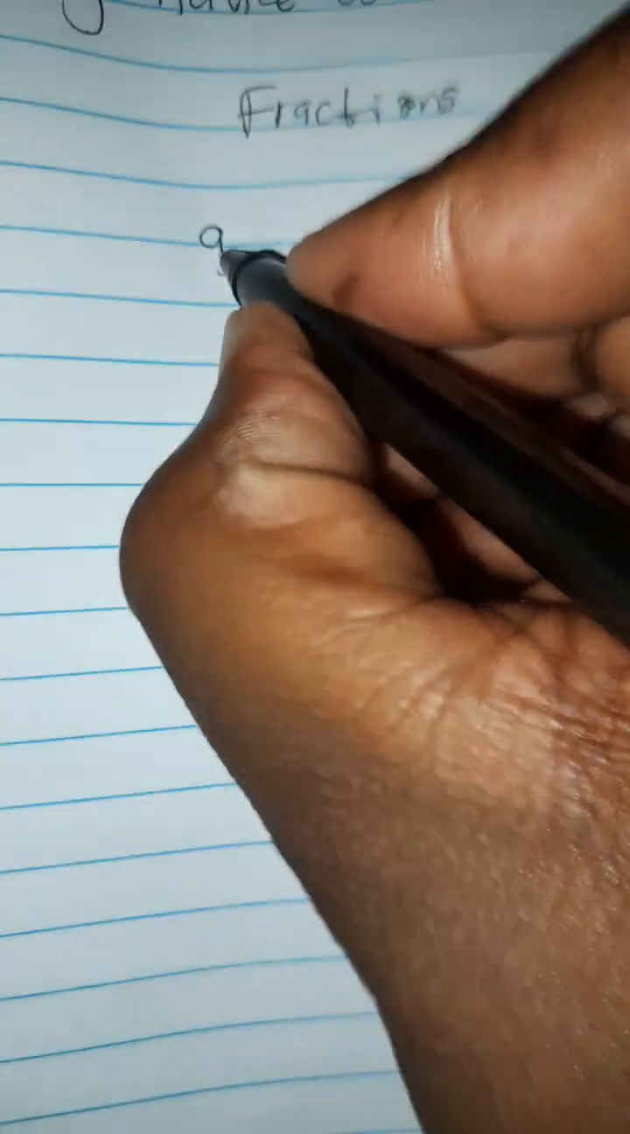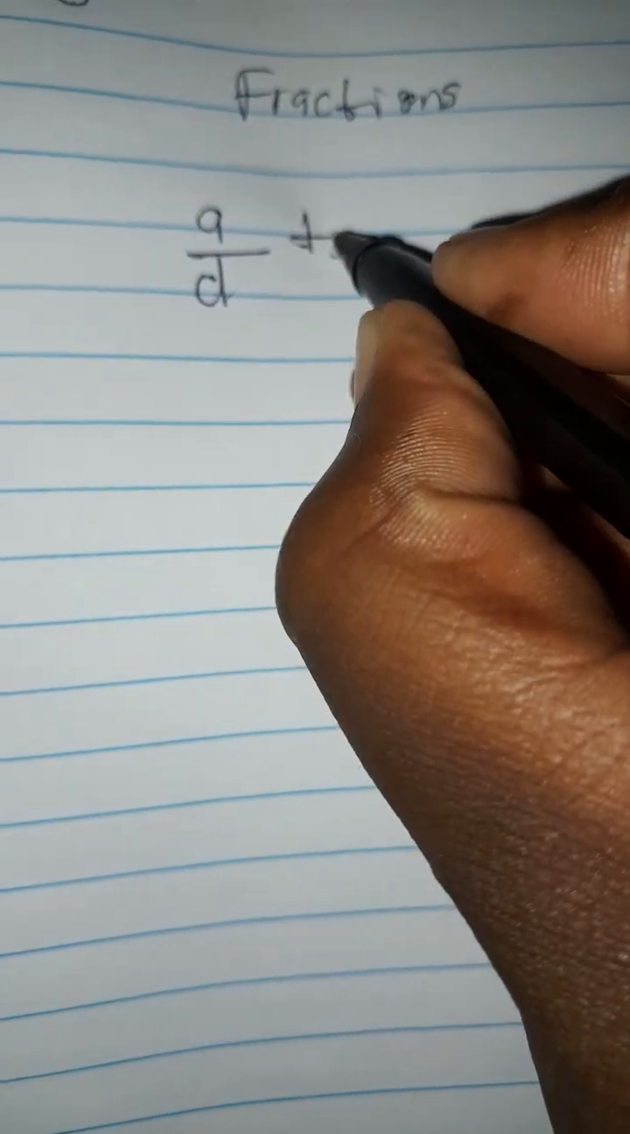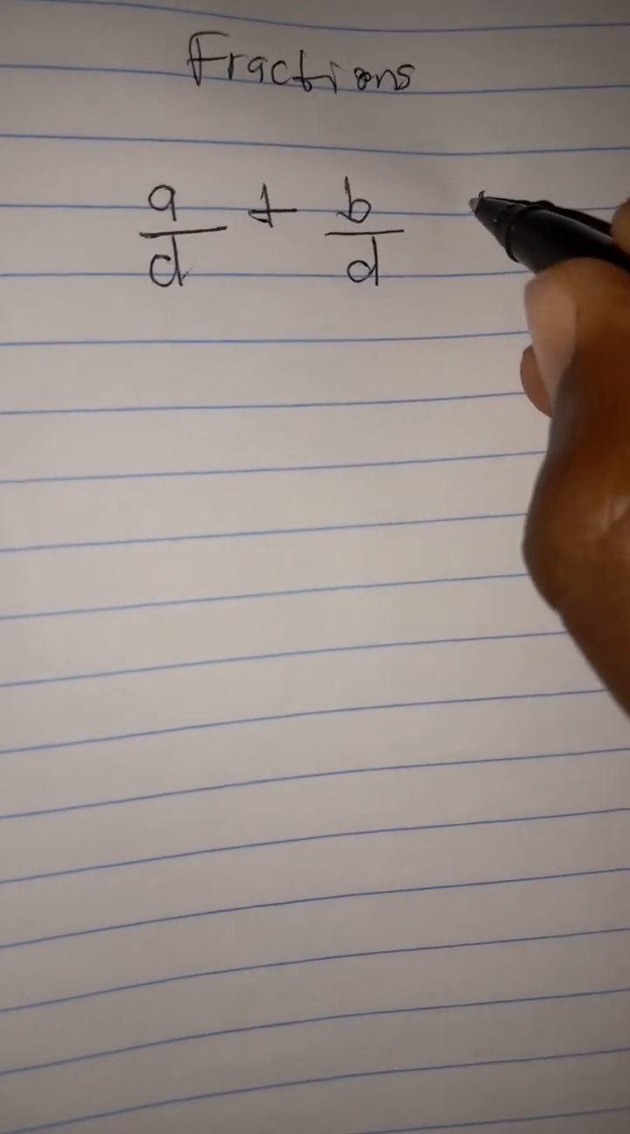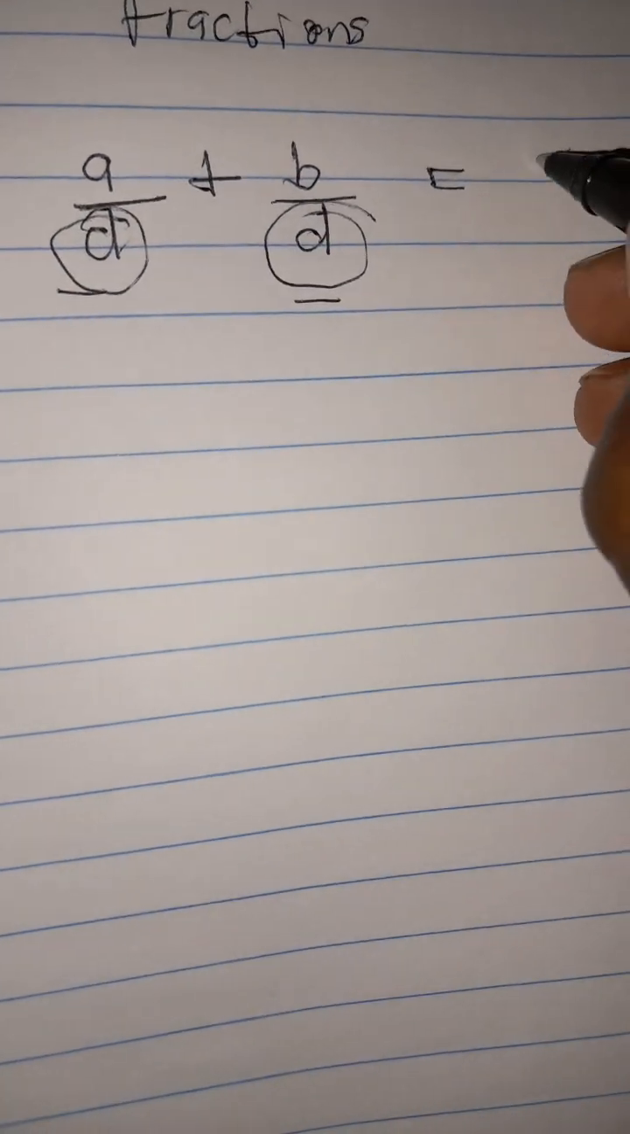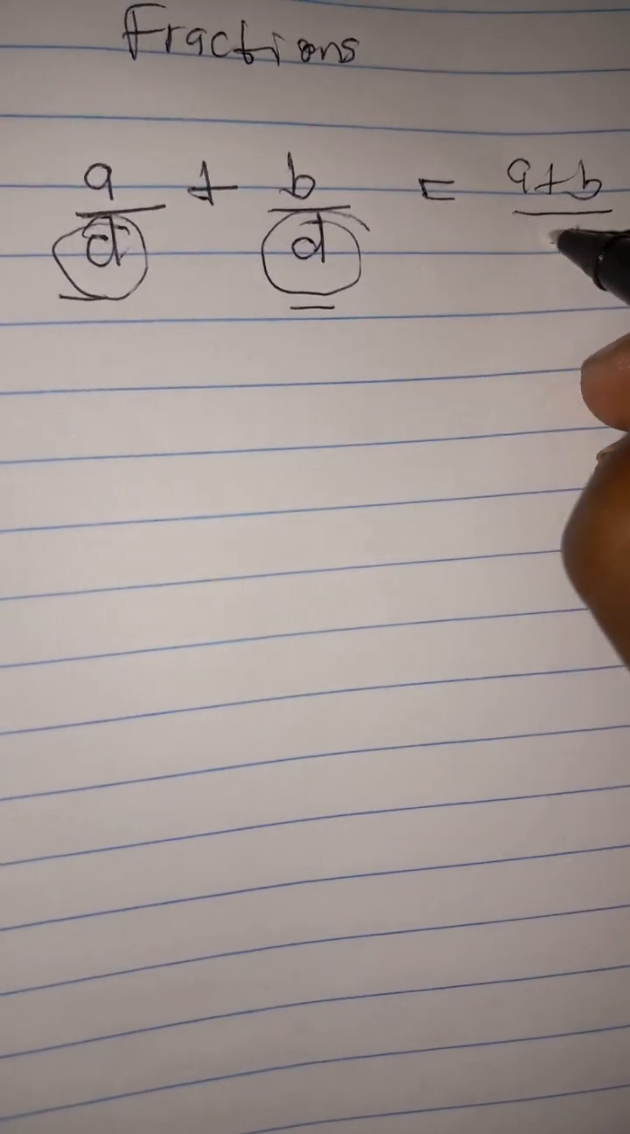My advice when it comes to fractions is that you need to know how to deal with the different operations the fractions have. For example, let's consider a divided by d plus b divided by d. This is the rule. When the denominators are the same, you add the numerators. Always ensure that your denominators are the same. So it's going to be a plus b divided by d.